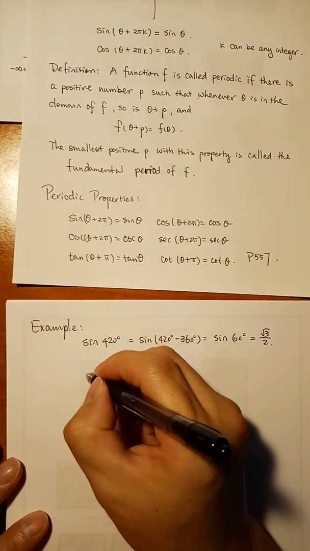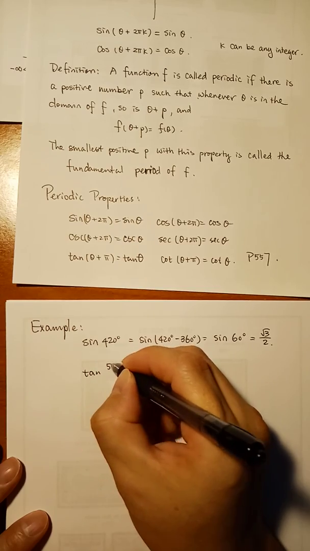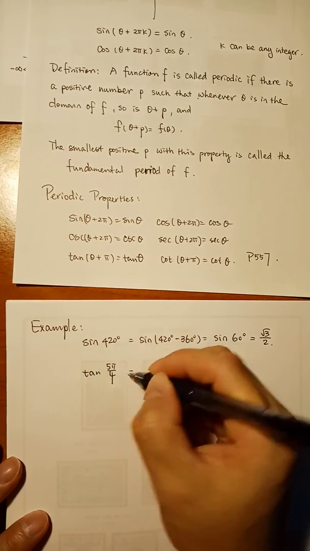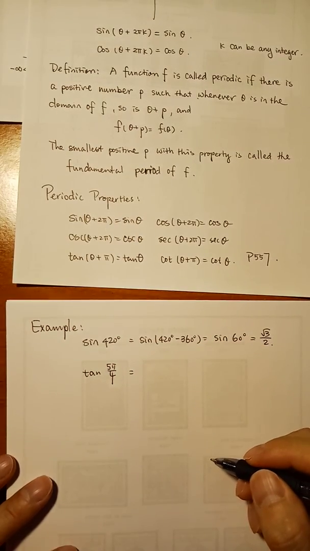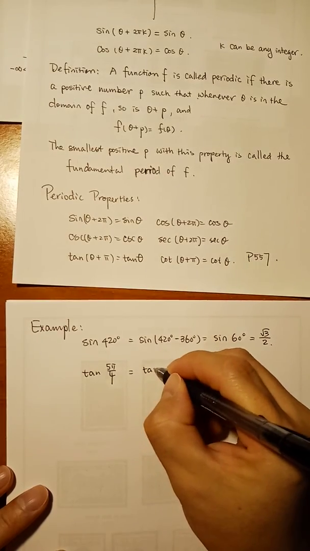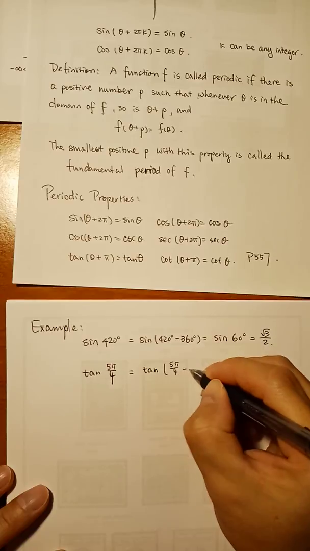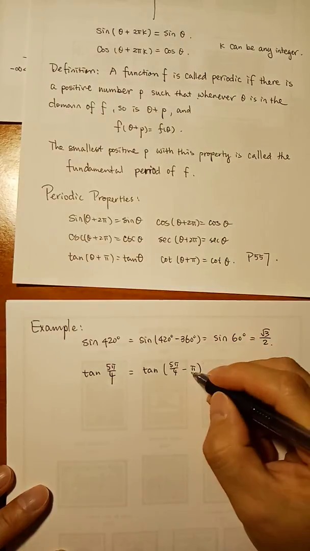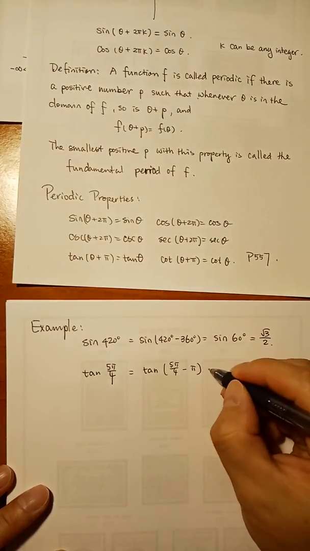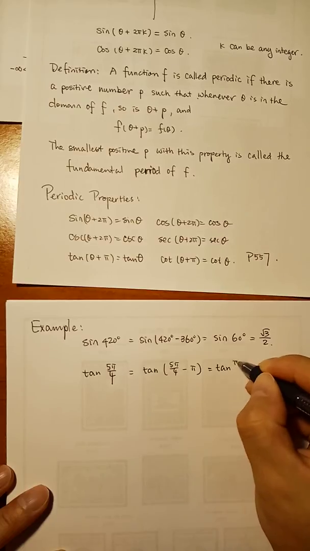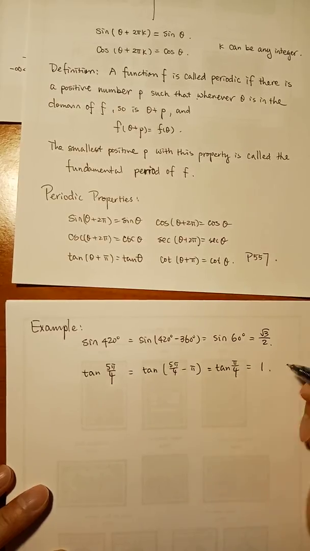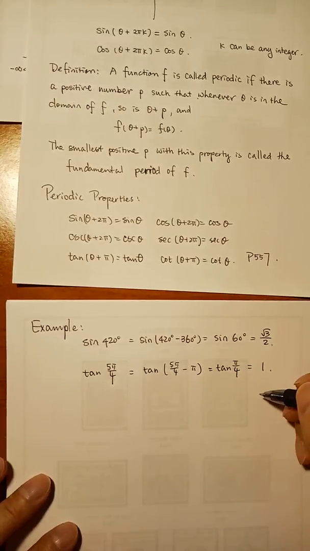Another one, tangent of 5 pi over 4. 5 pi over 4 is a large angle, and tangent has fundamental period pi, so we subtract pi. 5 pi over 4 minus pi is pi over 4. Tangent of pi over 4, tangent 45 degrees, is 1.